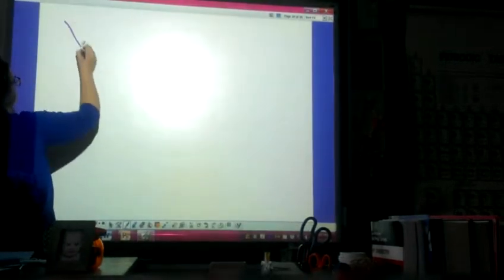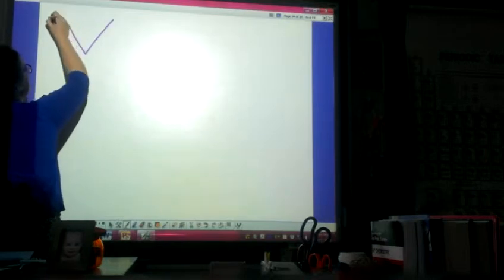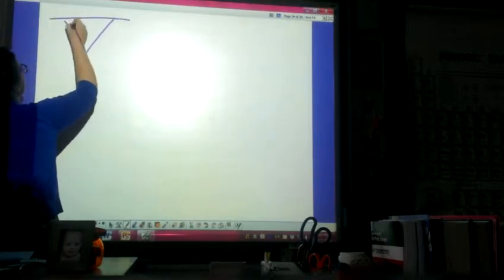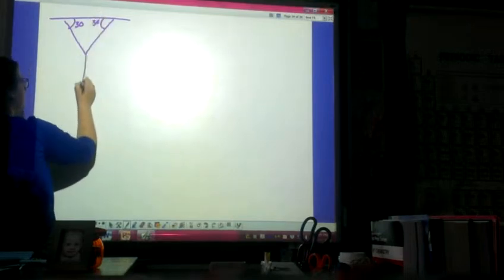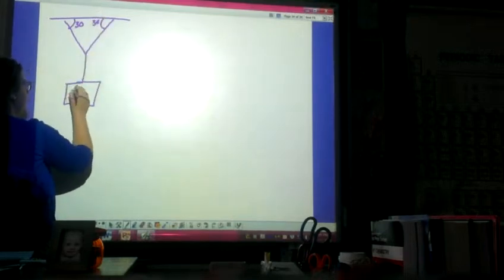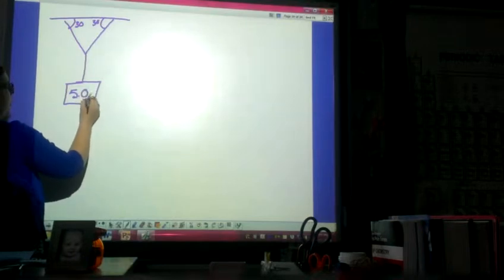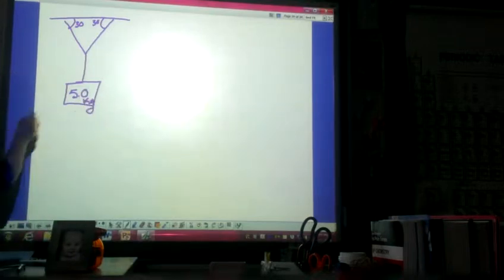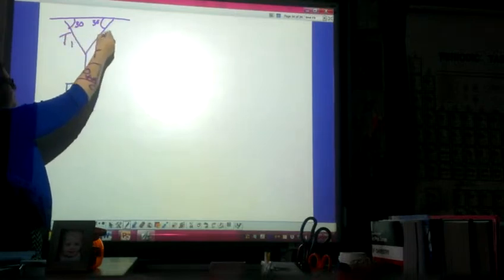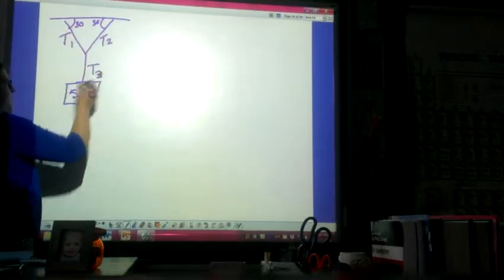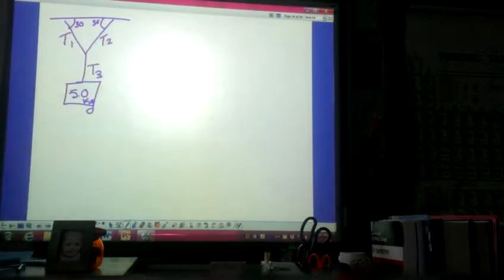So I have 30, 30, and then this was a 5 kilogram block. And I want to find, let's call this T1, let's call this one T2, and let's call that one T3, okay? We'll just go ahead and label them ourselves.